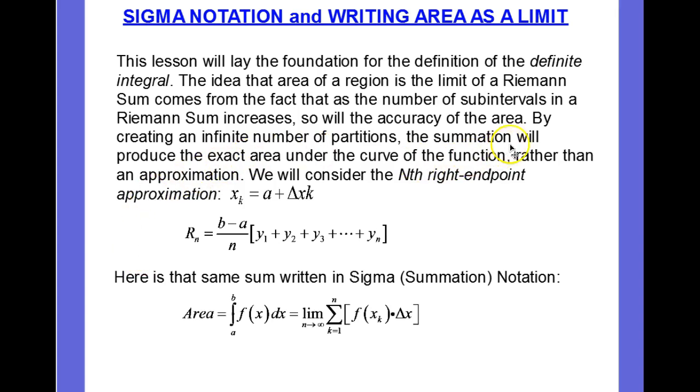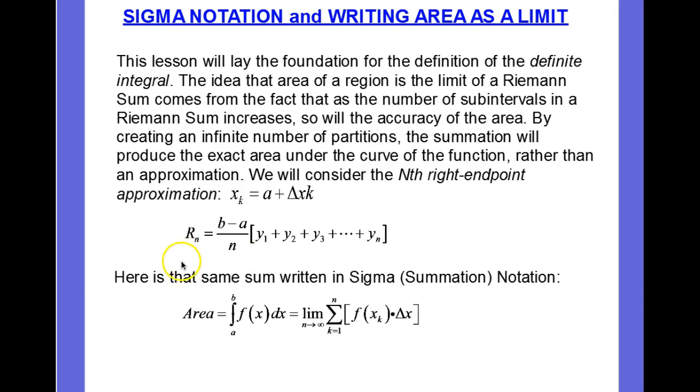So that's what they mean when they say, by creating an infinite number of partitions, the summation will produce the exact area under the curve of the function. What do they mean, summation? Well, we take the areas of each of those infinite number of rectangles and we add them together, we sum them up, and we get the total area under the curve.